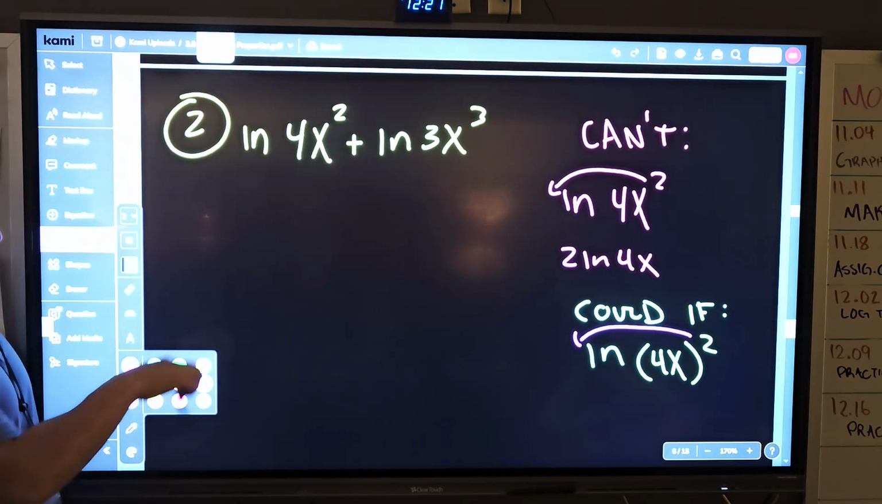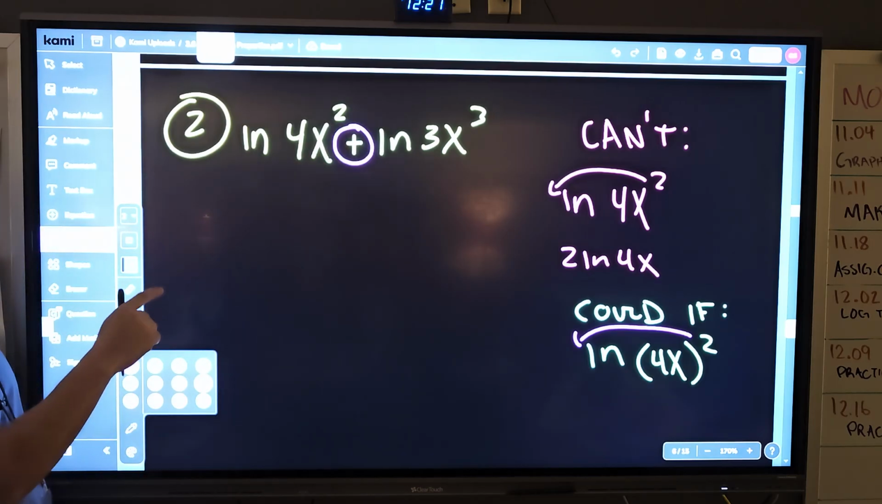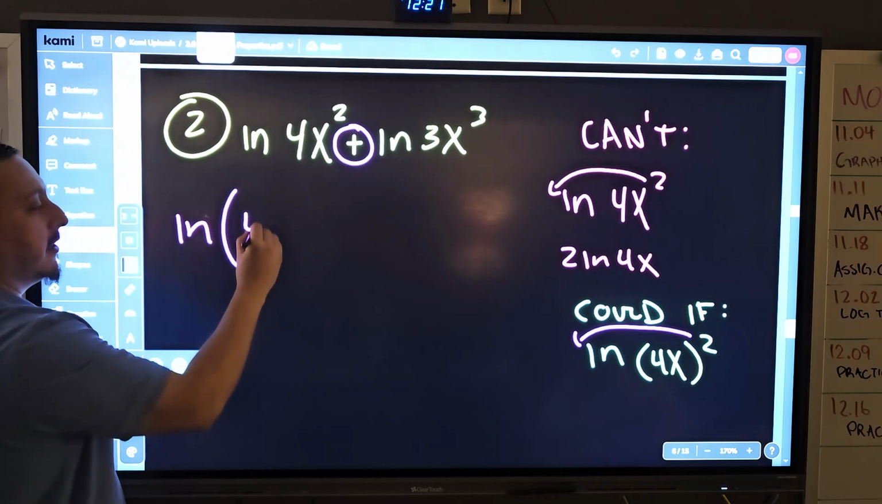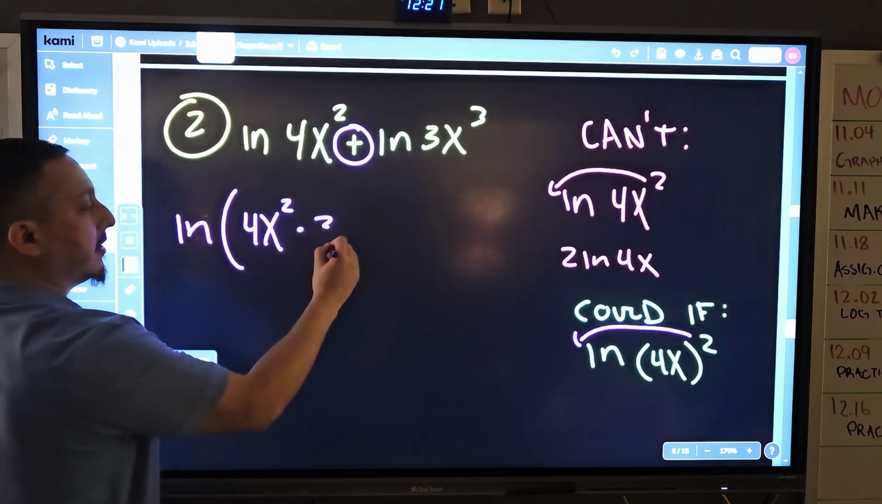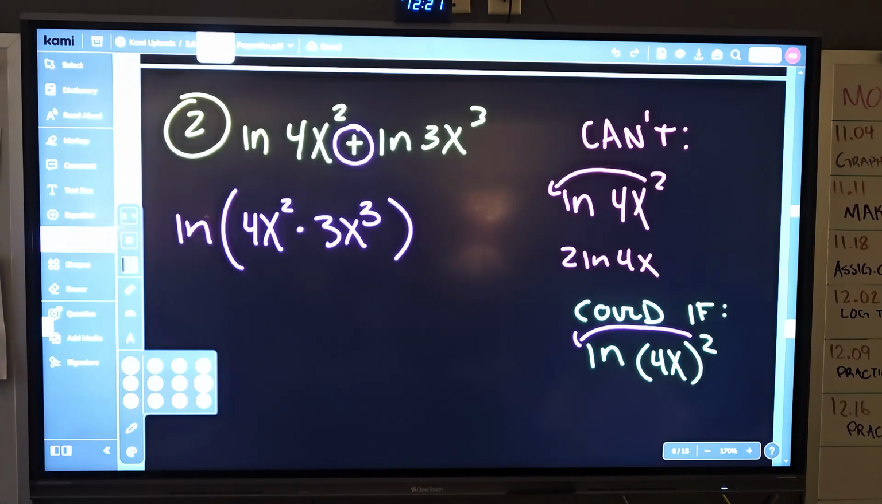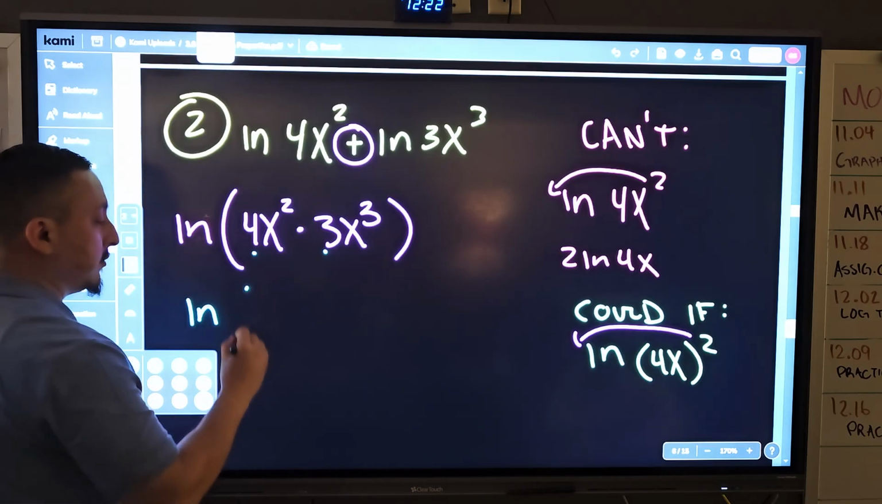So since I can't do that, I can switch addition for what? Multiplication. So ln of 4x squared. It helps me a lot to see you guys' work because then I can see. Okay, that's the first step, first part. As far as the rules are concerned, that's the rule. But after this, we can use other math skills to simplify. For example, can we multiply 4 and 3? Yes, 4 times 3 is just 12.